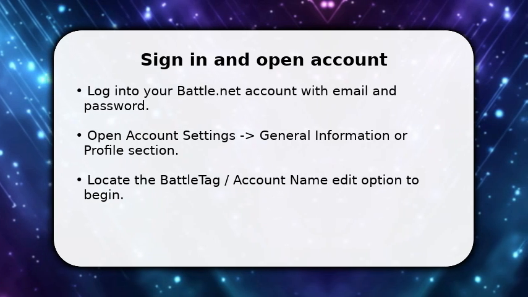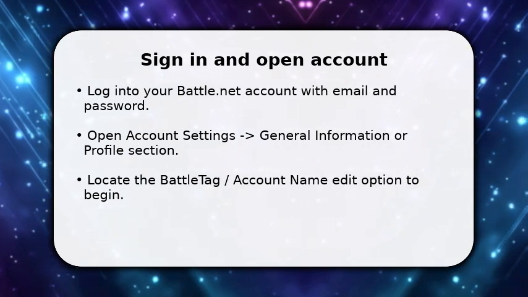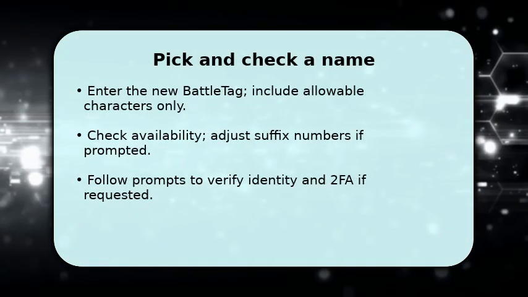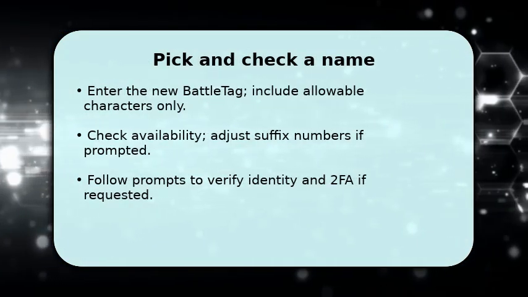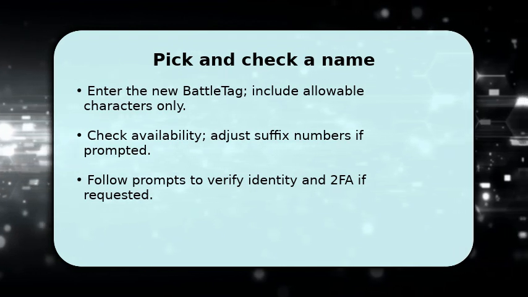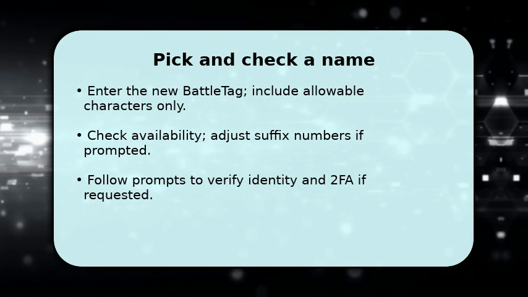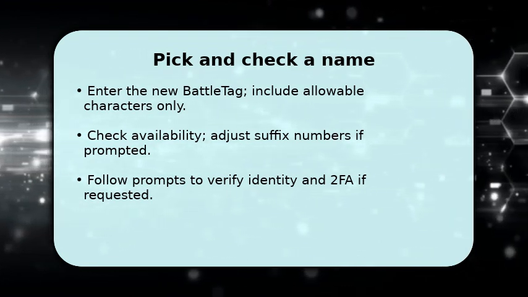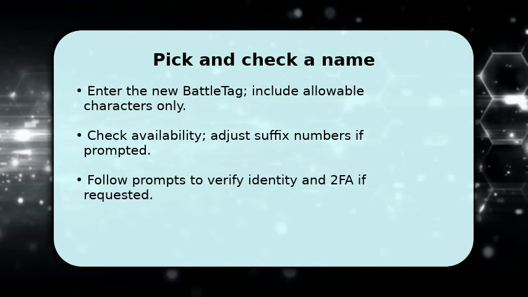Don't pause, click the Edit or Change button next to your BattleTag to begin entering a new name now. Now you choose the new BattleTag and type it into the change field. Pick something concise and compliant with Blizzard's character rules. After typing, check availability. If the name is taken, you'll usually be offered numeric suffixes or must-try alternatives.